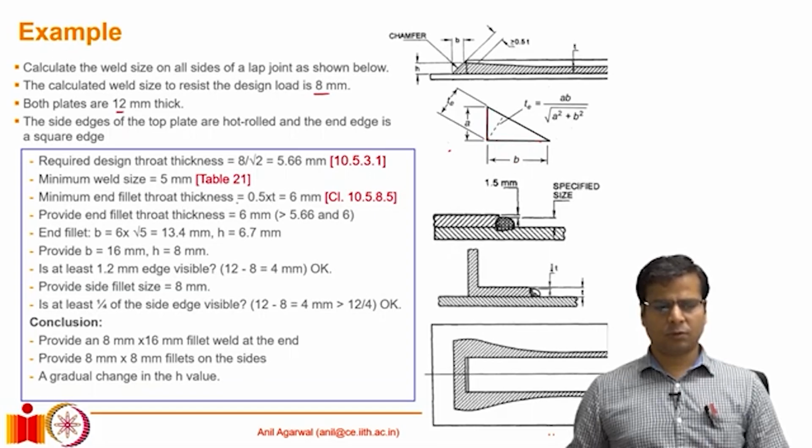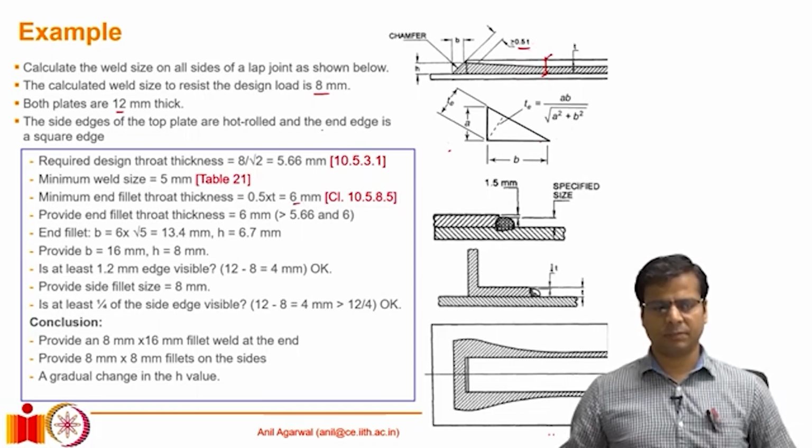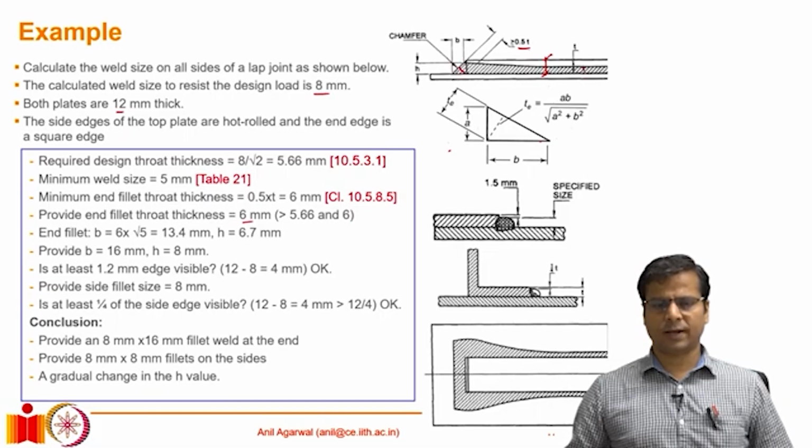So what should be the throat thickness now in this portion? 0.5 times T, the T value is 12 millimeters, so 0.5 times 12 is 6 millimeters. So the throat thickness in this part should be at least 6 millimeters. The original minimum throat thickness was 5.66, therefore now we know that the end fillet throat should be at least 6 millimeters in size. So the throat here should be 6 millimeters and the throat elsewhere can be 5.66 millimeters.